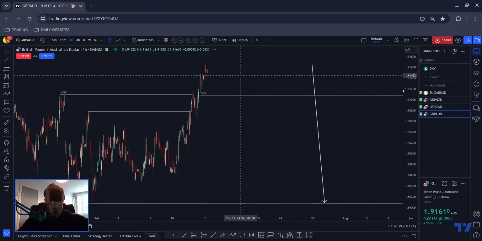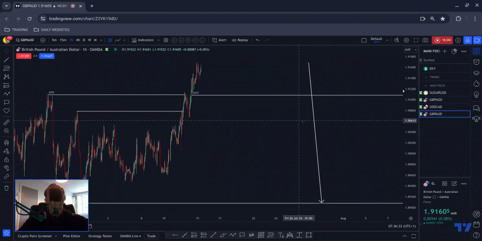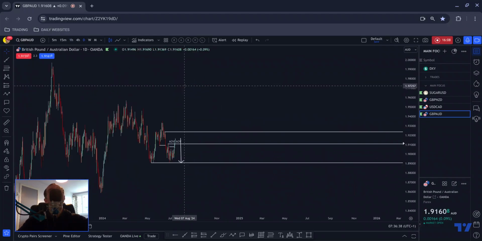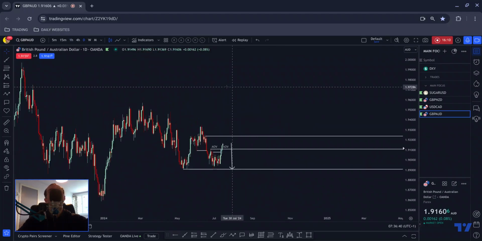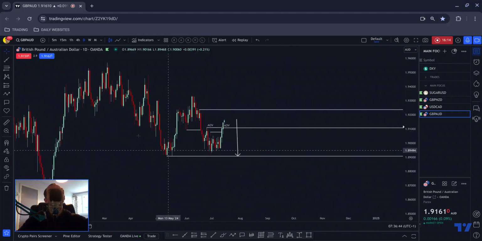Pound Aussie is another one which I'm potentially neutral on, but again, just as with pound Kiwi, the second forecast on this would likely not be ready by the end of the day. So we have the same thing again. We have a potential wick fill down there.